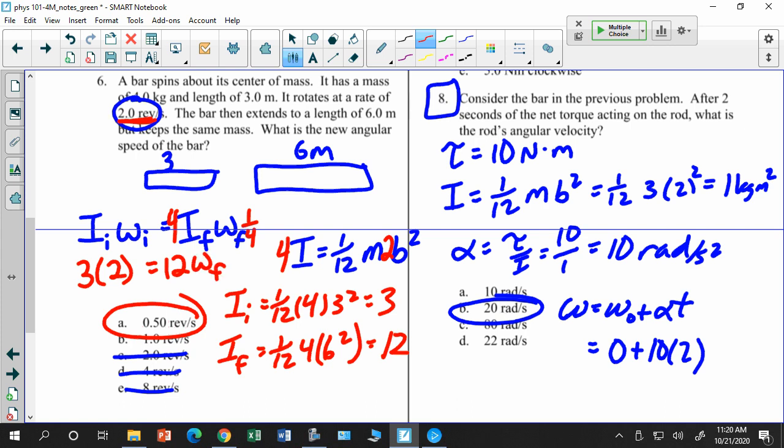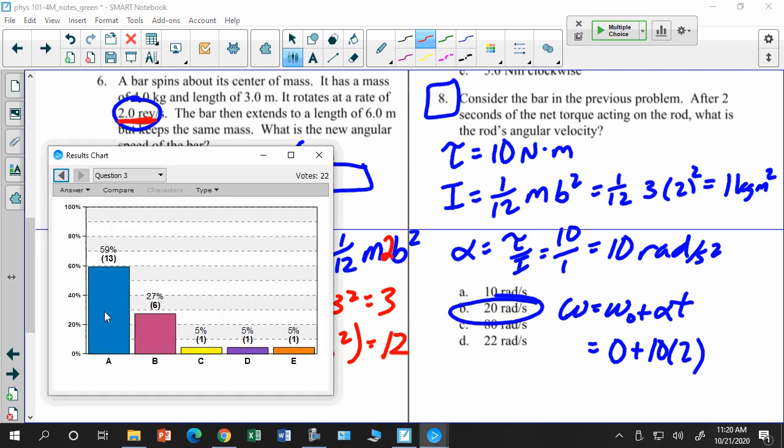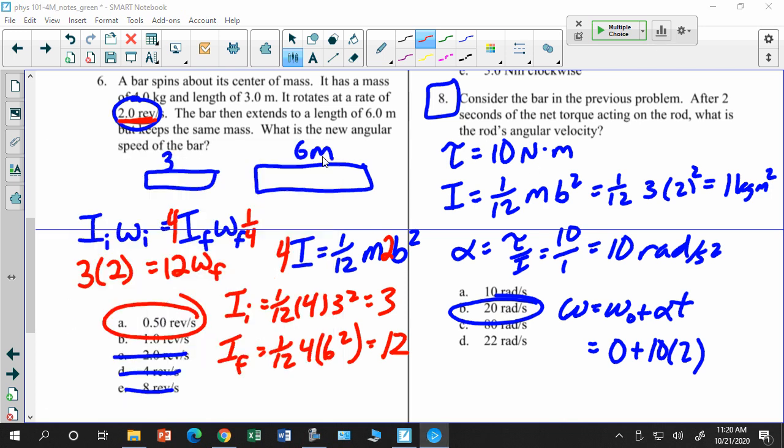Let's see how y'all did on that. Okay, A is the right answer. B is the next best answer, although it's wrong. But it is slower than the original speed. It's definitely not going to speed up, and it's definitely not going to keep the same speed. Okay? That is conservation of angular momentum. Let's see if we have an energy problem.